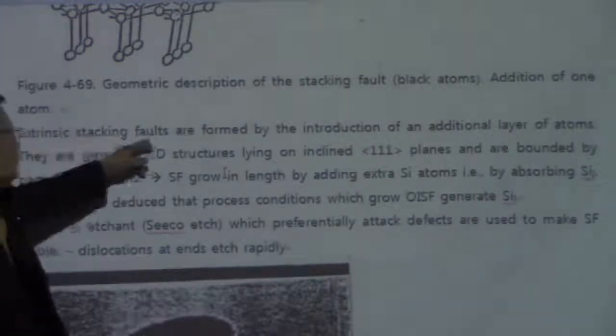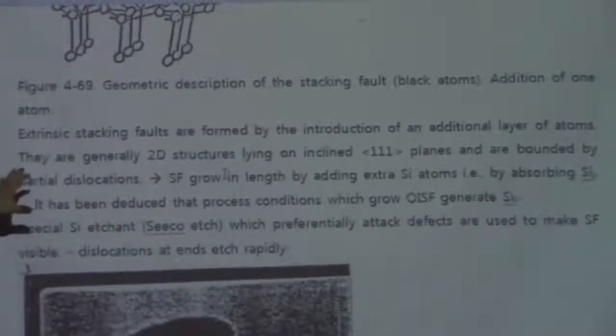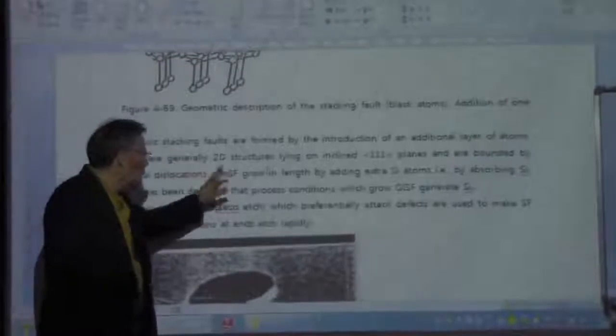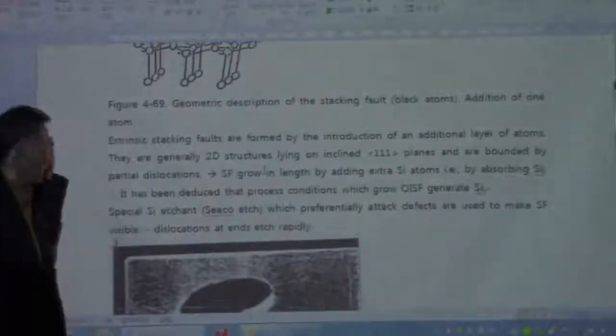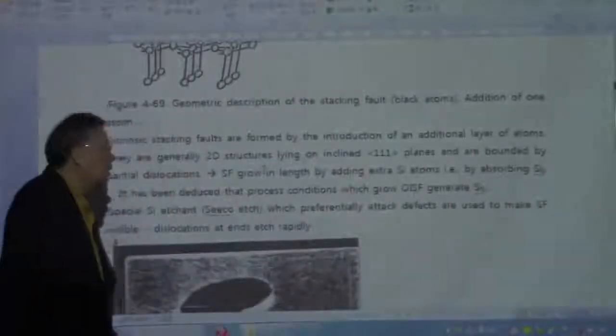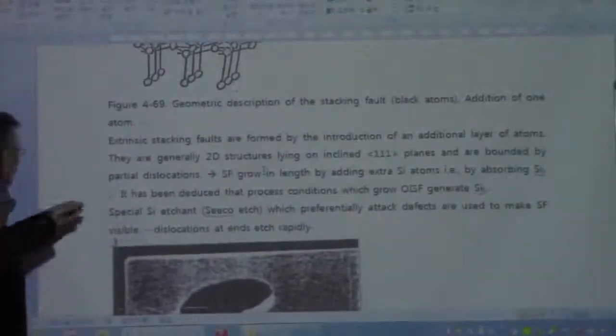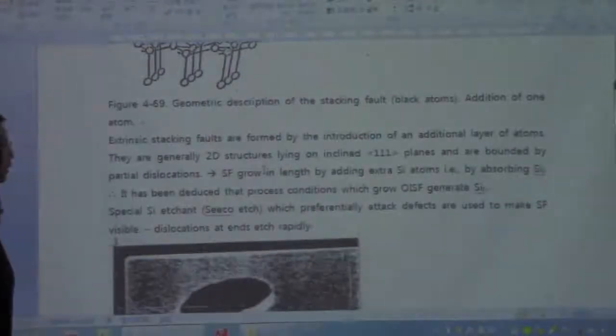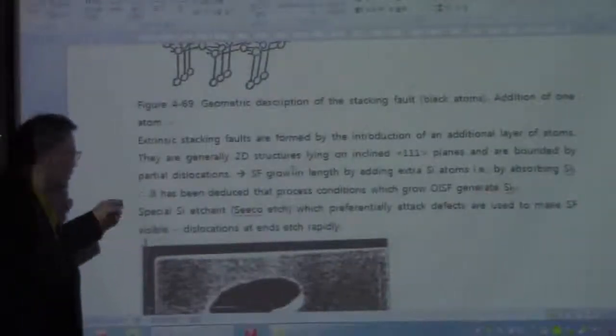Here's some explanation for that. Extrinsic stacking faults are formed by the introduction of an additional layer of atoms. They are generally 2D structures. It's an extra plane lying on inclined 111 close-packed planes, and bounded by partial dislocations. We call these dislocations, but you may understand this or not. It's not a big matter. Anyway, the important thing here is that the stacking fault grows in length by adding extra silicon atoms, which means absorbing silicon interstitials. So it has been deduced that the process conditions which grow OISF generate silicon interstitials.